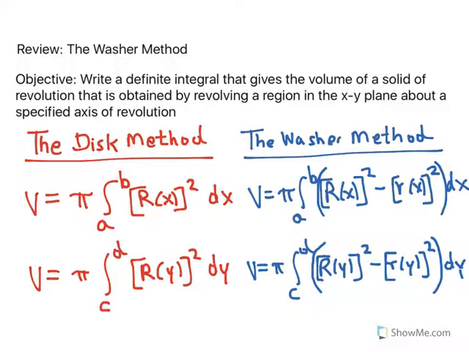To summarize, we looked at the relationship between the disk method and the washer method, and we applied the washer method to find the volumes of 4 solids of revolution. In 2 of them, we had integration with respect to x for problems in which we had horizontal axes of revolution, and we looked at 2 other problems where we had integration with respect to y for problems in which we had vertical axes of revolution.